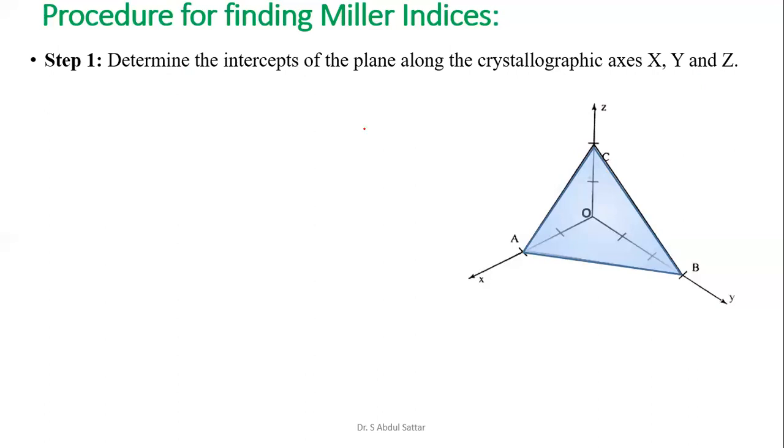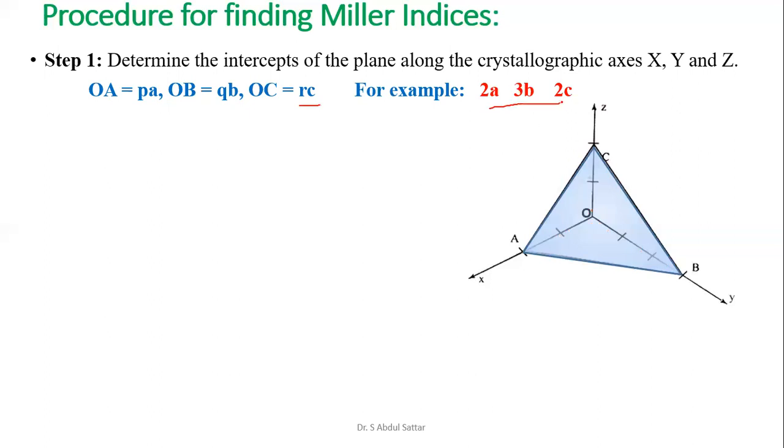For example, pa is the OA value, qb is the OB value, and rc is the OC value. That means the intercept on the x-axis, suppose pa, is p times the lattice parameter along the x-axis, q times the lattice parameter along the y-axis, r times the lattice parameter along the z-axis. Now we will take a quantitative example here. It is along the x-axis 2a, along the y-axis 3b, along the z-axis 2c.